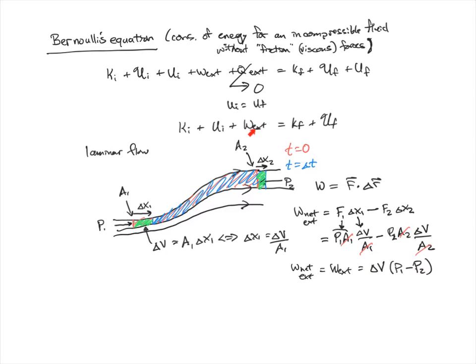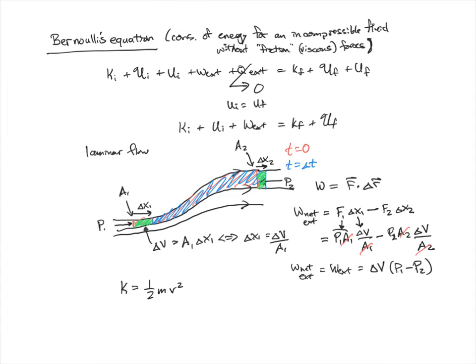So that's one of the terms that we need. Then we also need to think about the kinetic energy and the potential energy. So the kinetic energy in general is 1/2 mv squared.